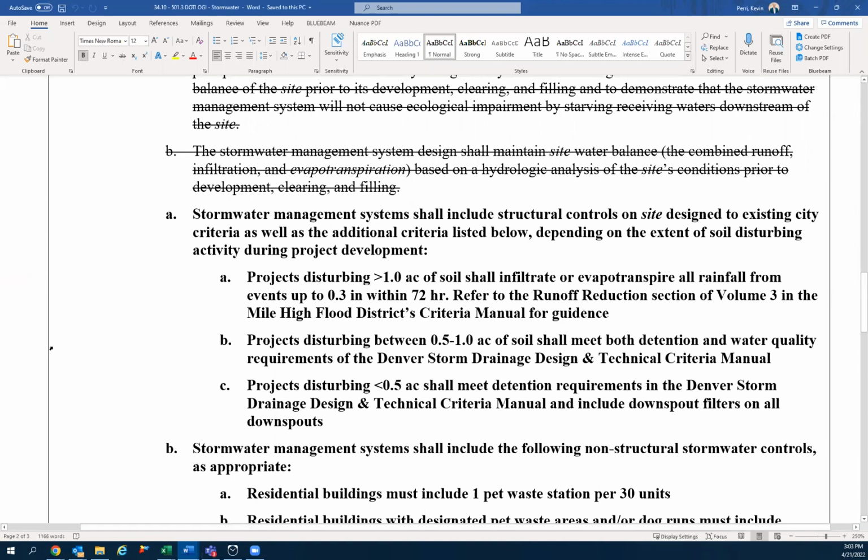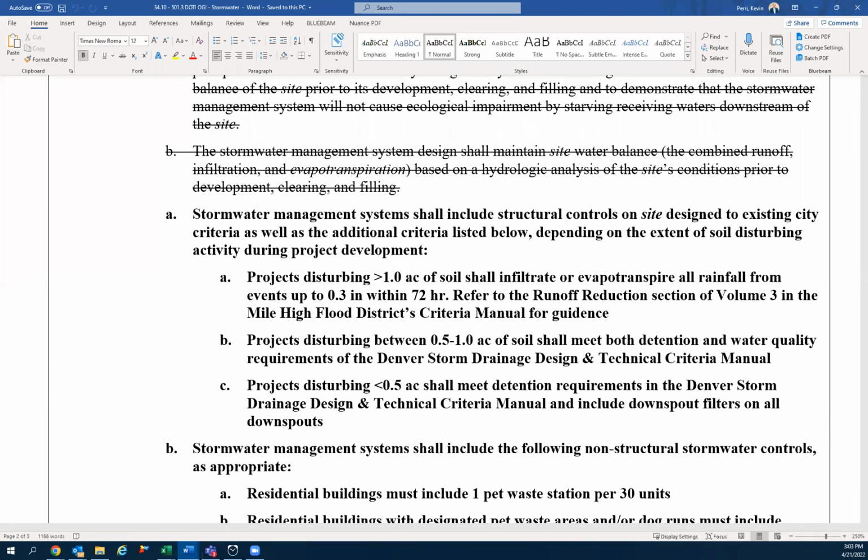So currently, depending on how much area is disturbed during development or redevelopment, it triggers different stormwater control levels. And what we see today with our current rules and regs are sites under a half acre don't have any stormwater control requirements. Sites a half acre to 1 acre have detention requirements only, and sites over 1 acre have both water quality and detention requirements.